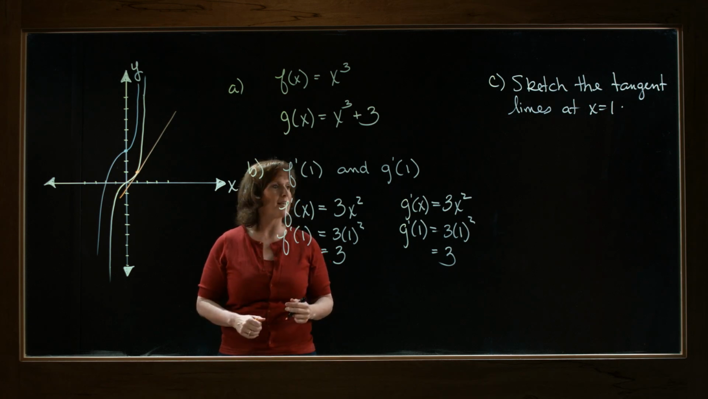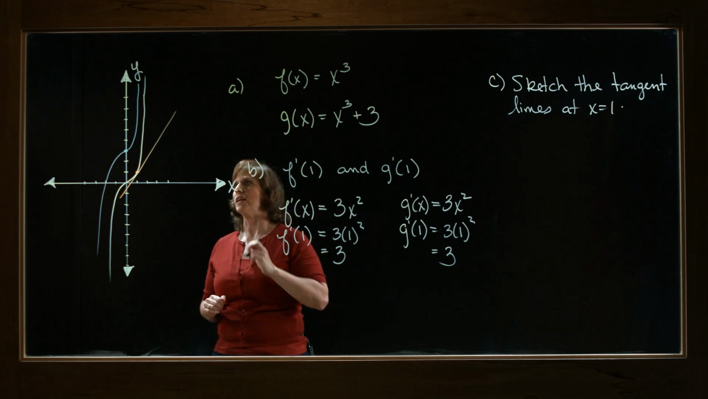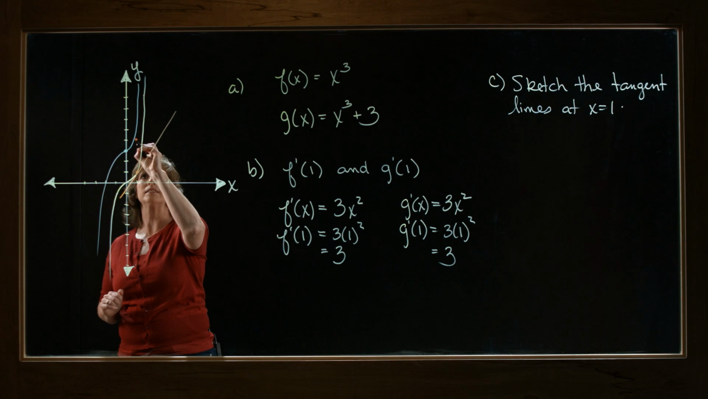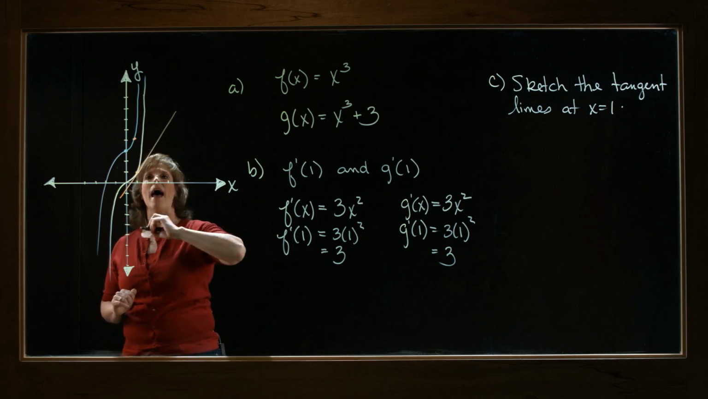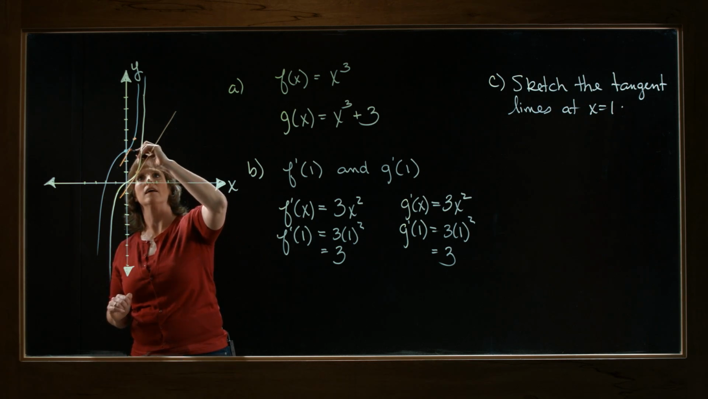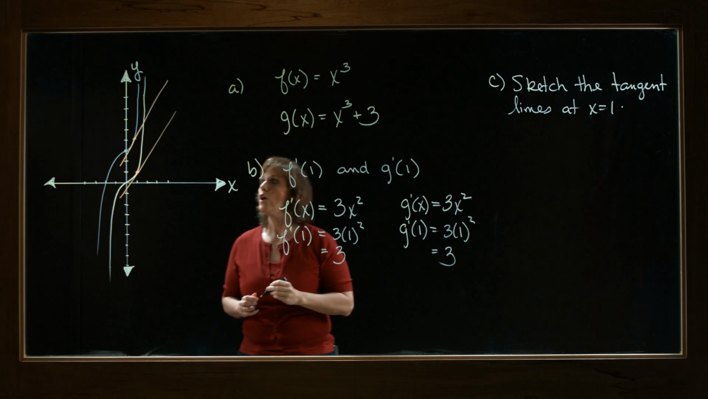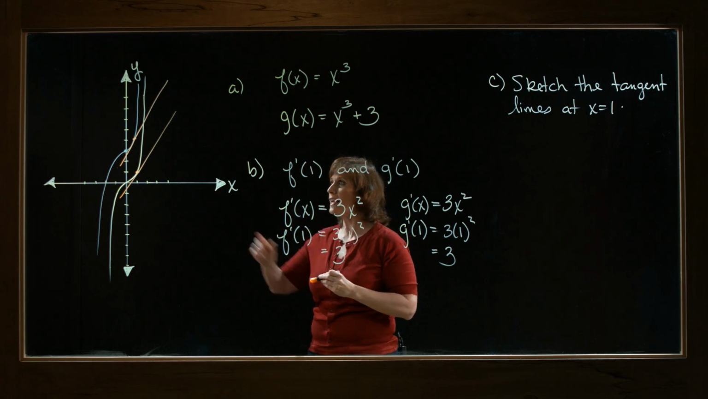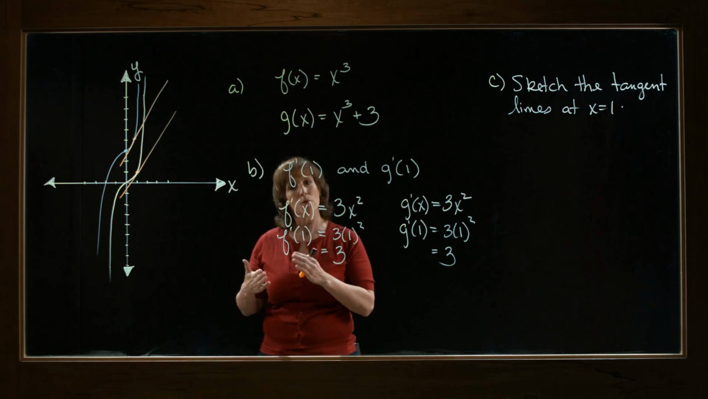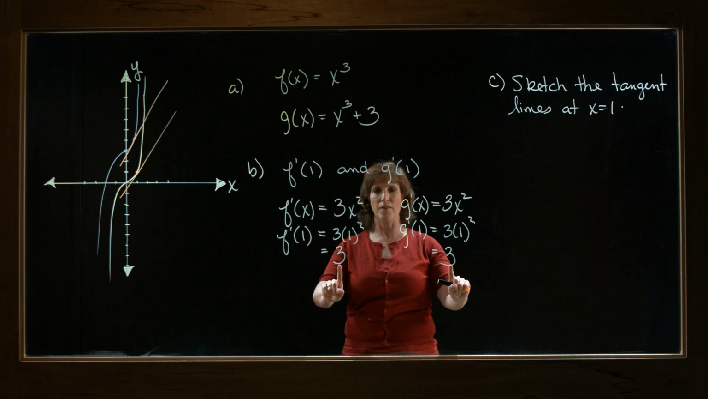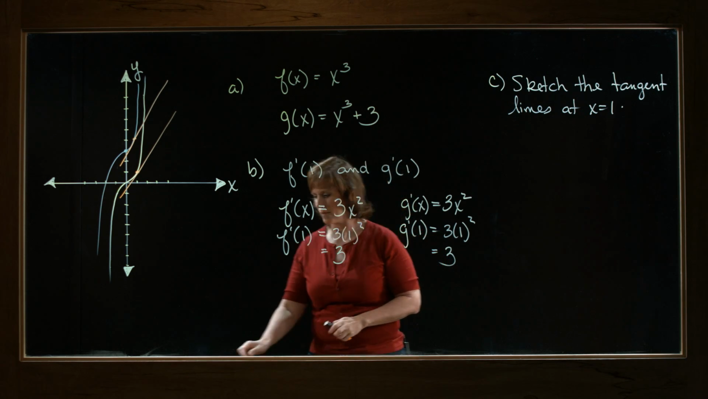Let's do the whole process again for my function g. I'm going to come up to where x equals 1, which is right here, and draw in the tangent line. Notice that both of those tangent lines have the same slope. They're parallel to each other. And I could verify that they're going to be parallel because both have a slope of 3.